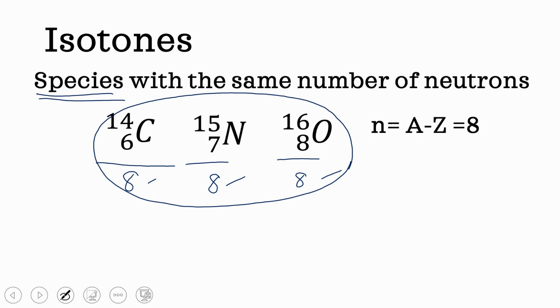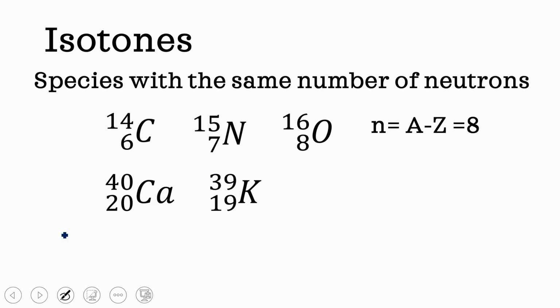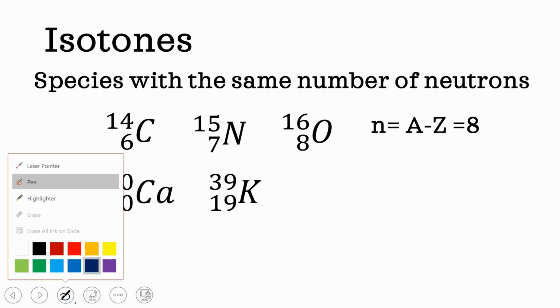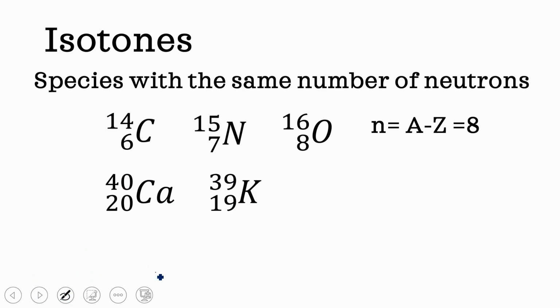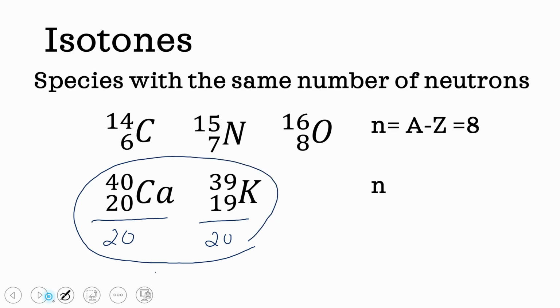Another example is that of calcium and potassium. Atomic number 20 for calcium, mass number is 40. Potassium atomic number 19, mass number 39. Here number of neutrons will be 40 minus 20, which is equal to 20. Here number of neutrons is 39 minus 19, which is equal to 20. So this also has an equal number of neutrons, namely 20. So they are called isotones.